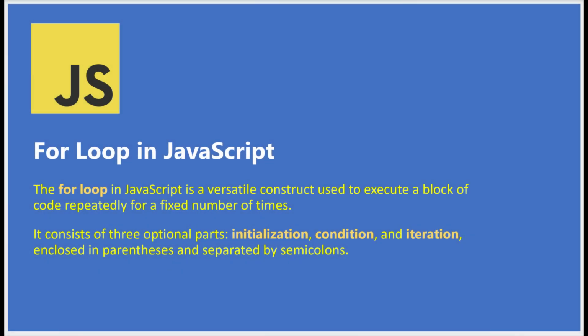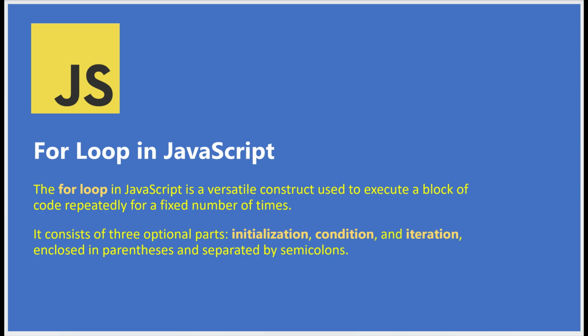Ever wondered how a for loop works in JavaScript? Today we're diving deep into this fundamental coding concept. In the world of JavaScript, a for loop is akin to a workhorse. It tirelessly executes a block of code, repeating the process for a predetermined number of times. This construct, as versatile as it is dependable, comprises 3 optional parts.